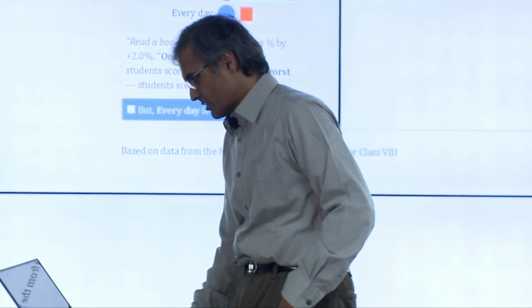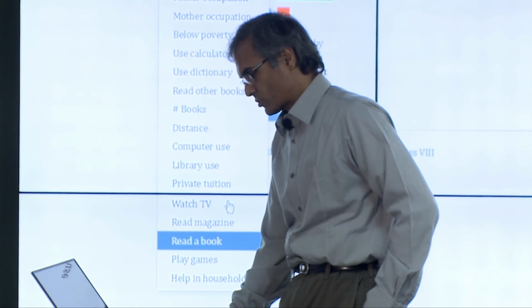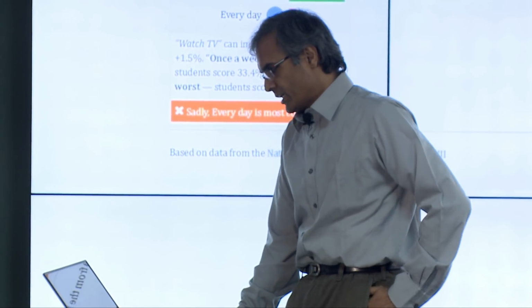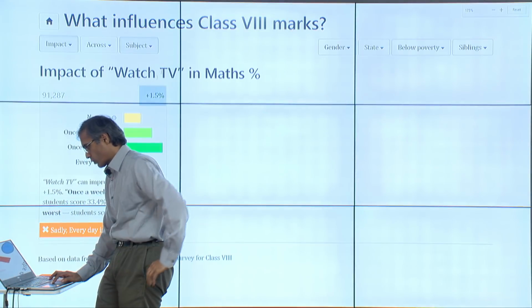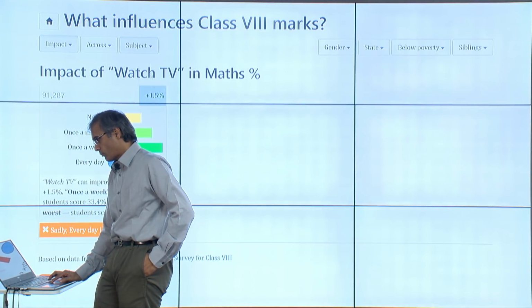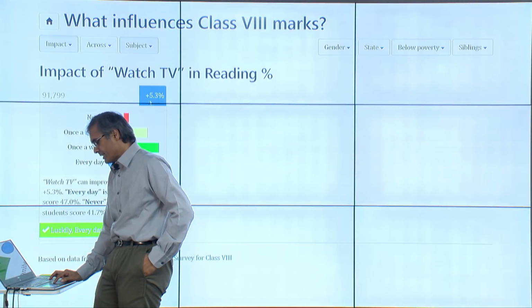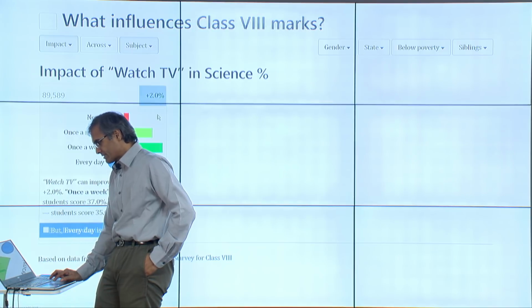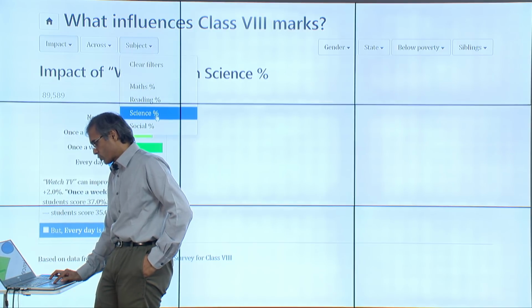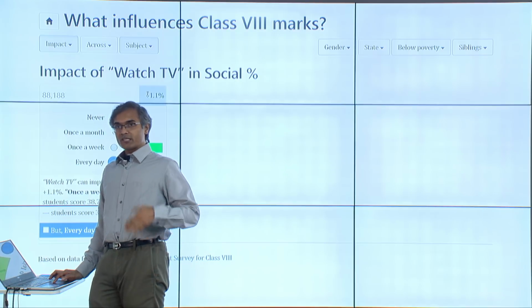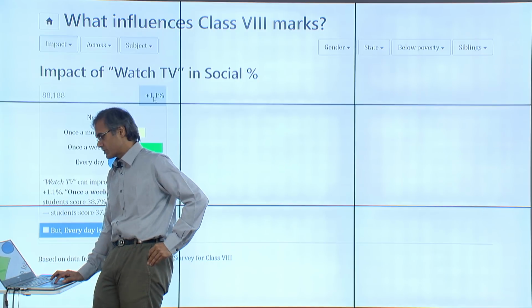So this shows us the impact of various parameters. So what is the impact of watching television? It turns out that there's an impact of watching television in mathematics of 1.5%, in reading of 5.3%, in science of 2%, in social science of 1.1%. So you can see that the impact varies from subject to subject as well.